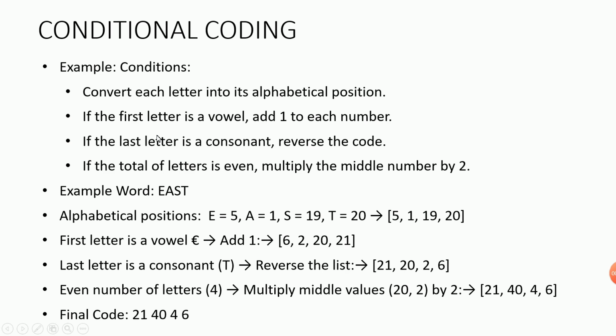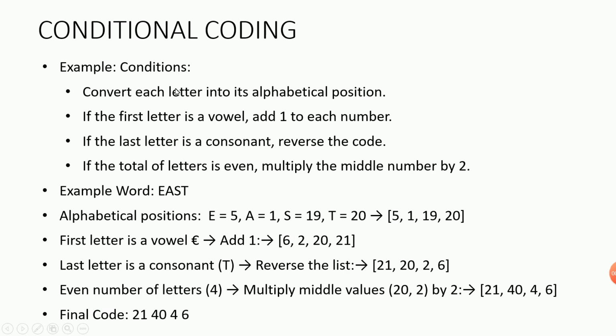But if I have given any other word, for example, if I am keeping eyes, so E. So the last letter is not a consonant, so I need not reverse the code. So this condition could be eliminated. Then the fourth condition is if the total of letters is even, multiply the middle number by 2.